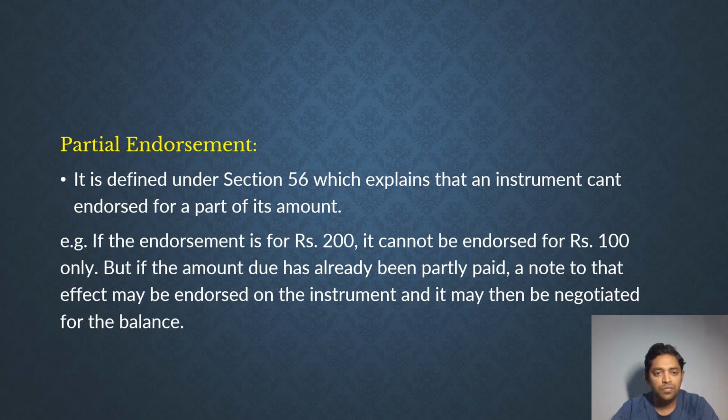Partial endorsement. It is defined under Section 56, which explains that an instrument can't be endorsed for a part of its amount. If the endorsement is for rupees 200, it cannot be endorsed for 100 rupees only. But if the amount due has already been partly paid, a note to that effect may be endorsed on the instrument and it may then be negotiated for the balance.